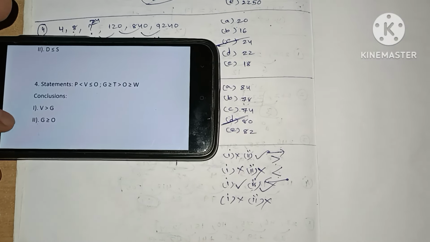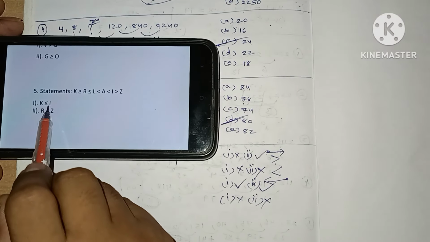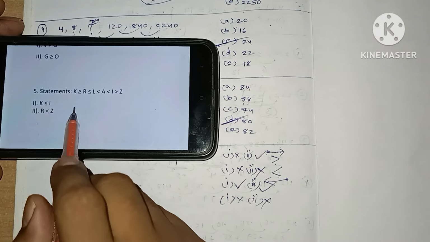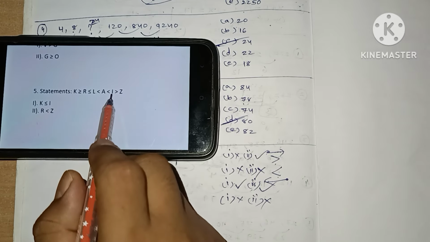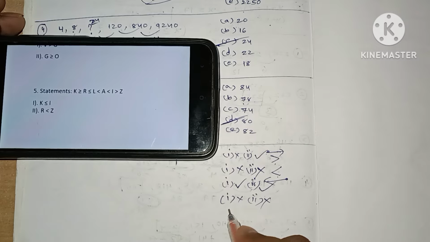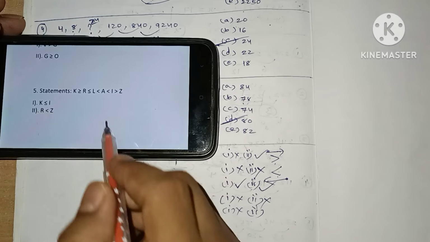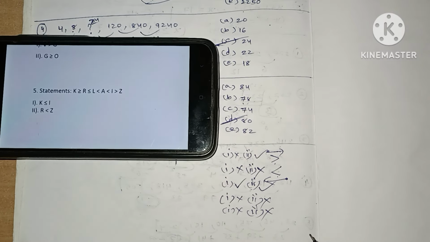Now we are going to see question number 5. First question, first conclusion, the flow from I to K with everywhere equals to. From I we are able to reach R but not K. So the first conclusion will be false. Second conclusion, the flow from Z to R. From Z there is no flow. So the second conclusion is false.